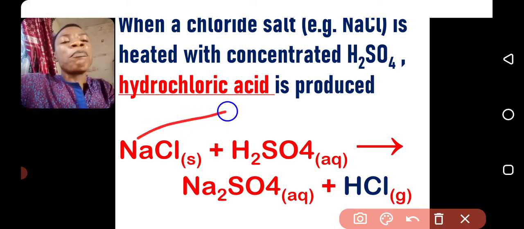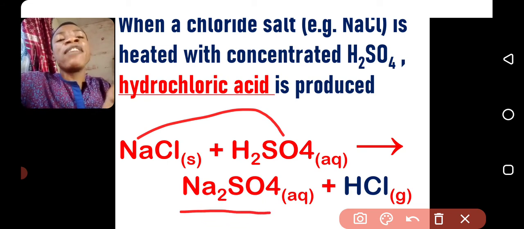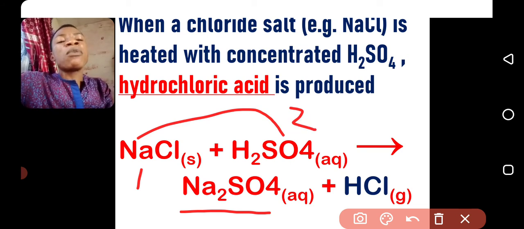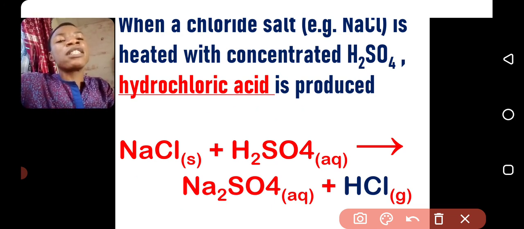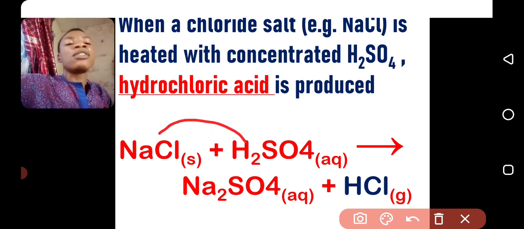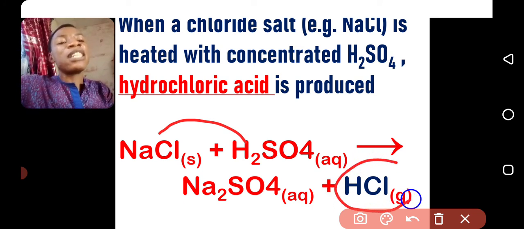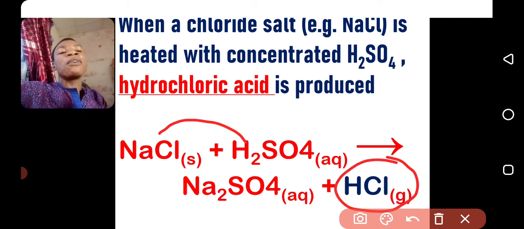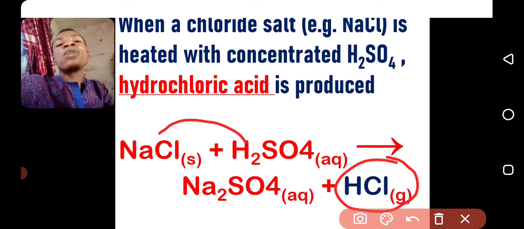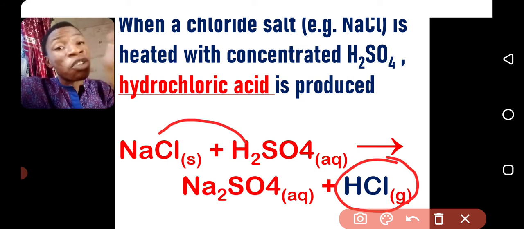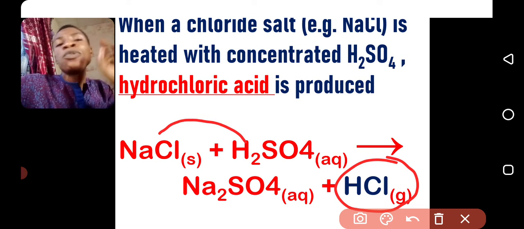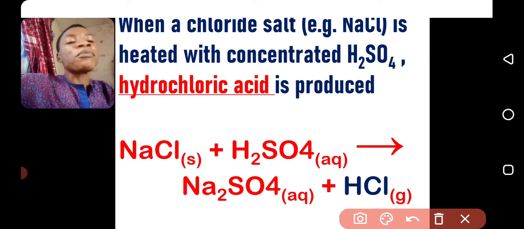The Na picks up the SO4, that gives us Na2SO4. You know how to do that. The valency of Na is 1, valency of SO4 is 2. So that will give us Na2SO4 when you exchange their valencies. Now what is most important to us is H and Cl combining to give us HCl. So you can see now that in this equation, H2SO4 is behaving as a strong acid and as an acid with high boiling point.